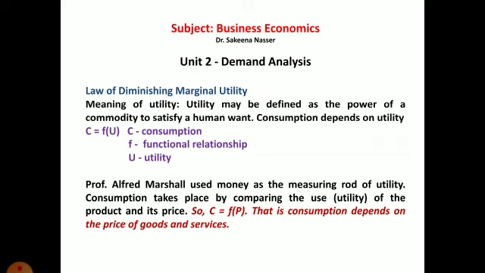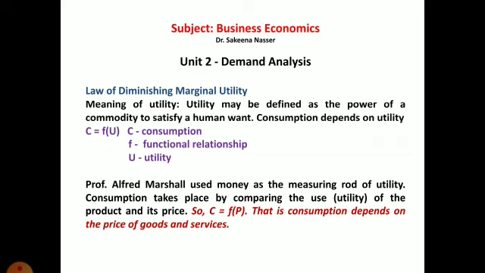The relationship between consumption and utility can be shown as C = F(U). That is, we say consumption has a functional relationship with utility. Here C refers to consumption, F to functional relationship, and U to utility. Dr. Alfred Marshall used money as the measuring rod of utility.